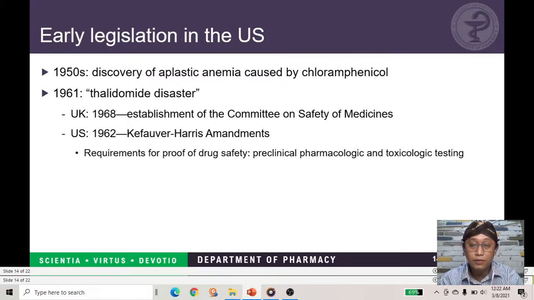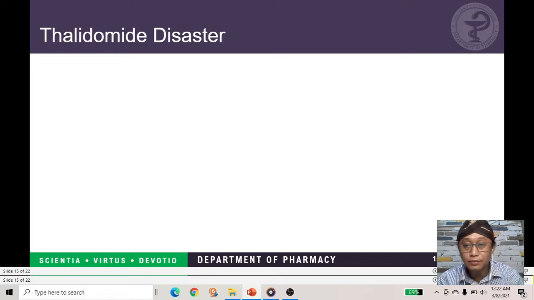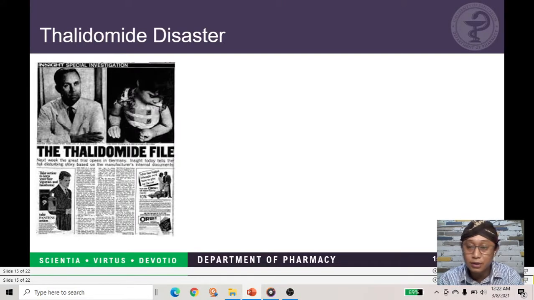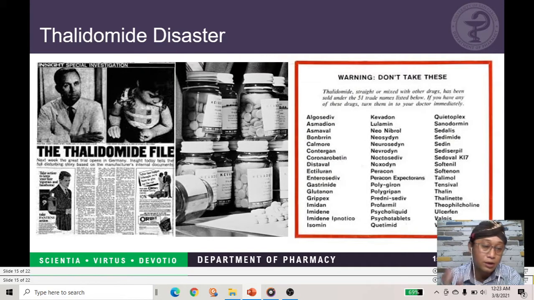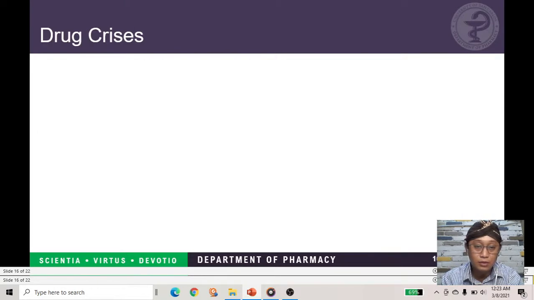Because of this, there was then a requirement for proof of drug safety before a drug is marketed. It needs preclinical, pharmacologic and toxicologic testing. I got these pictures from the internet, so it's really a disaster. This is thalidomide, the drug, and there are many brands of this particular drug.